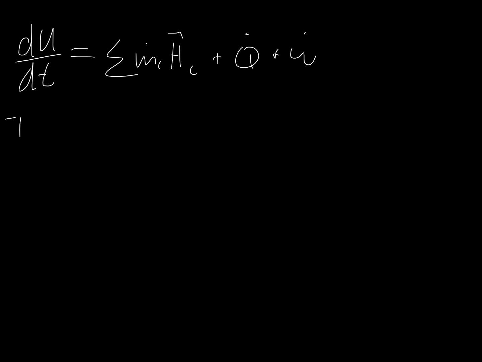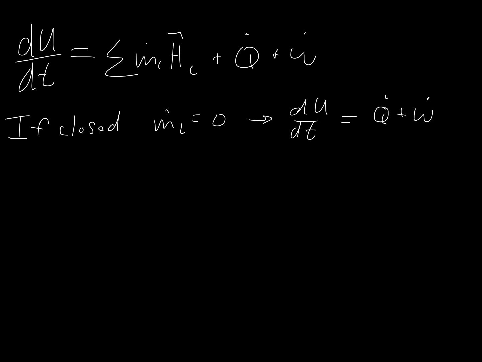So if it's closed, what is the simplification that we can use? M dot i is equal to 0, in which case we have dU/dt is equal to Q dot plus W dot. So any heat that goes into the system has to go into work somehow. The total energy of the system can grow if it's not steady state. So then what we typically will say is that this is the differential form of the energy balance equation.